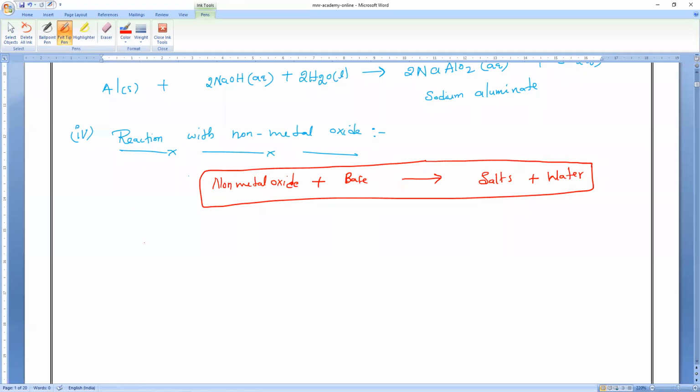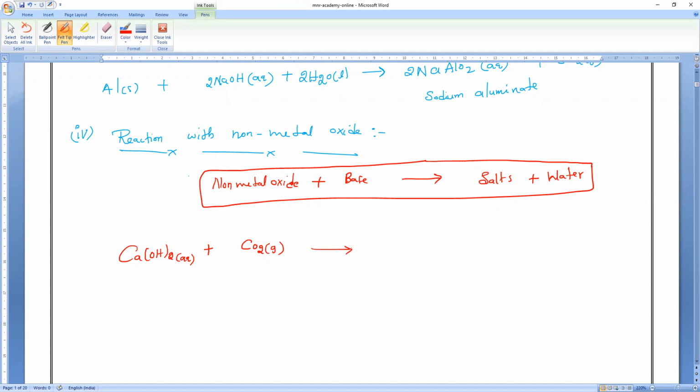Now let us take an example. Calcium hydroxide is the base, in aqueous state. So reacting with the non-metal oxide. Can you tell me what the non-metal oxide is? Carbon dioxide gas. Can you take it as a non-metal oxide, everybody? Yes or no? So this is the non-metal oxide and the base is calcium hydroxide.